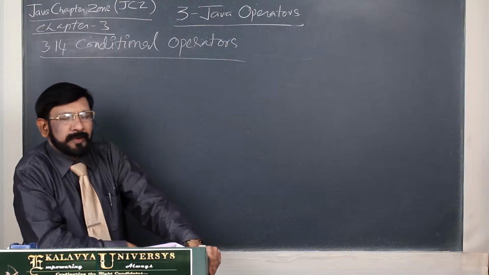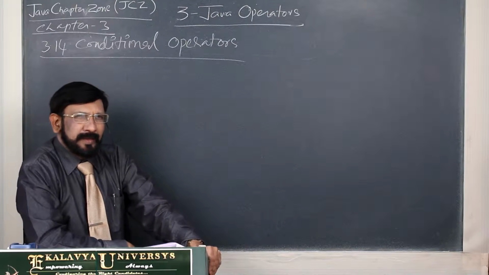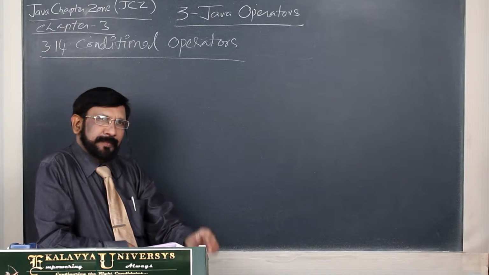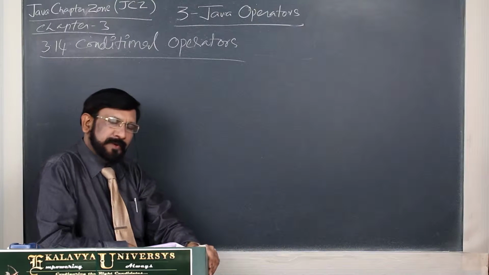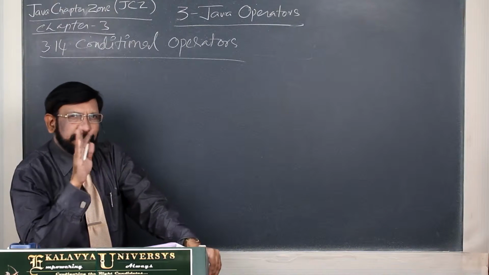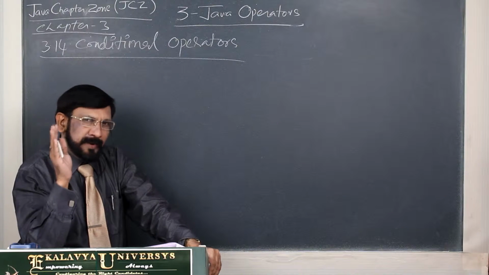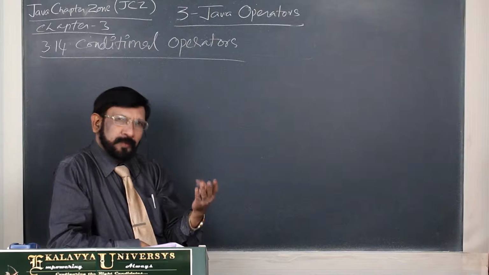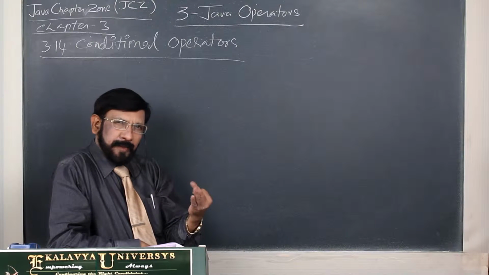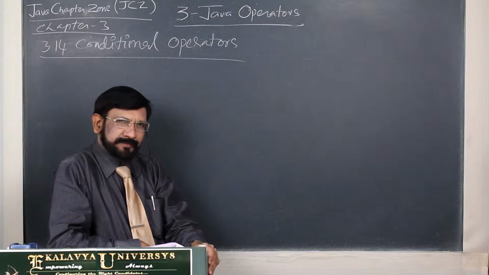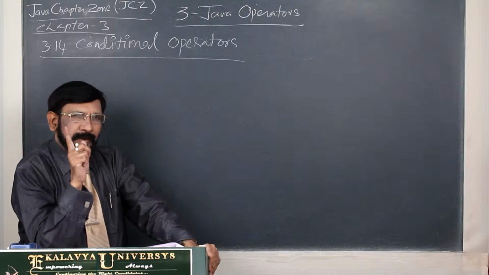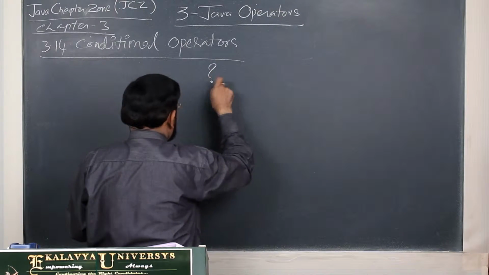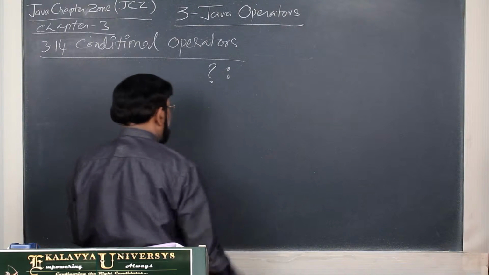These are also known as ternary operators. Actually, ternary, they act upon three operands. Already in the introduction, we learned that all operators, depending on the number of operands they act upon, can be classified into three groups: unary operators, binary operators, and ternary operators. Ternary operators mean they act upon three operands. This is only one set, that is the question mark and the colon.